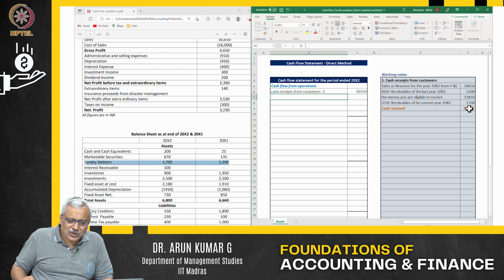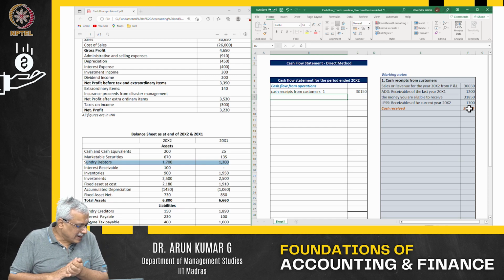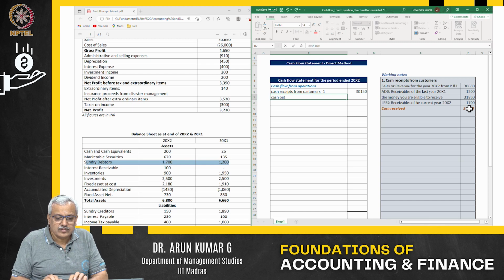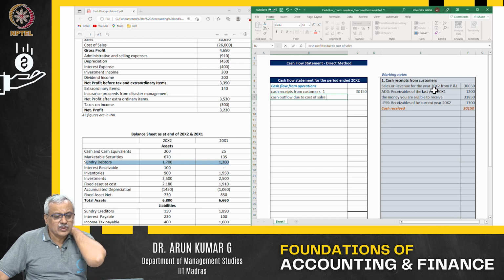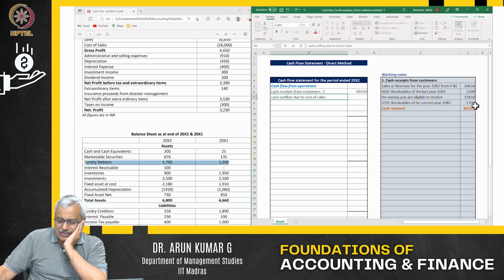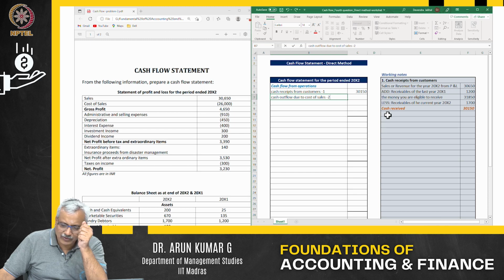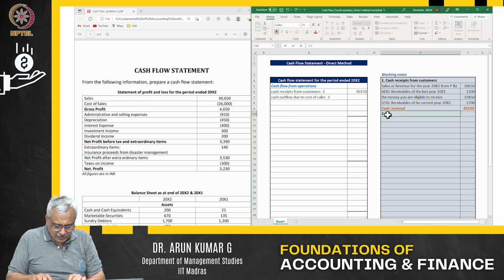So, similarly, let us go towards the cash outflow due to cost of sale. Because here, let me give you the working and let me term it as number 2. The cost of sale as per the P&L statement is 26,000. Is this the money that has gone out? Now, let us see whether this is the money that has basically gone out.